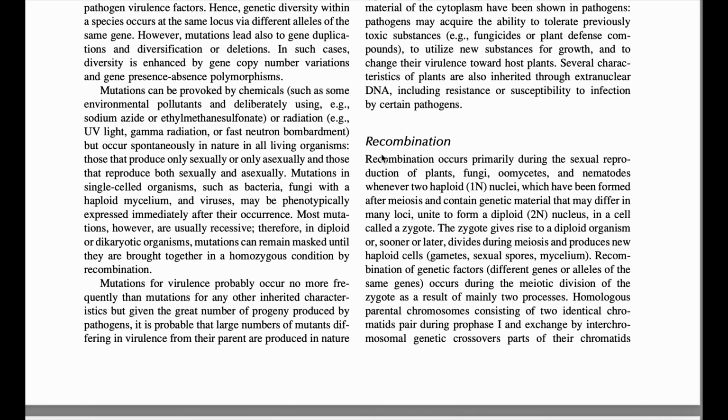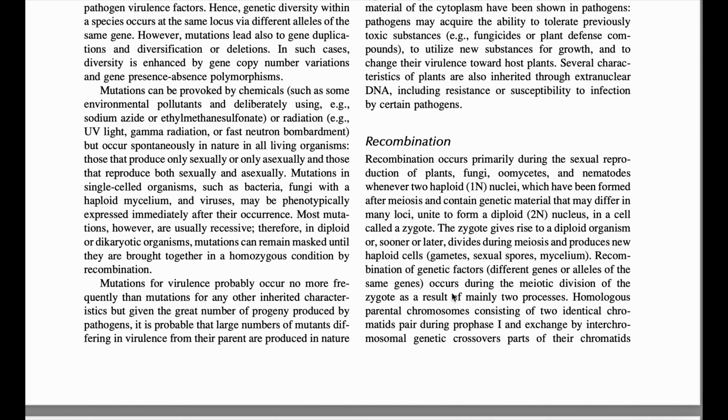Coming to recombination. Recombination occurs primarily during the sexual reproduction of plants, fungi, oomycetes and nematodes whenever two haploid nuclei, which have been formed after meiosis and contain genetic material that may differ in many loci, unite to form a diploid nucleus in a cell called a zygote. So the zygote gives rise to a diploid organism, or sooner or later divides during meiosis and produces new haploid cells.